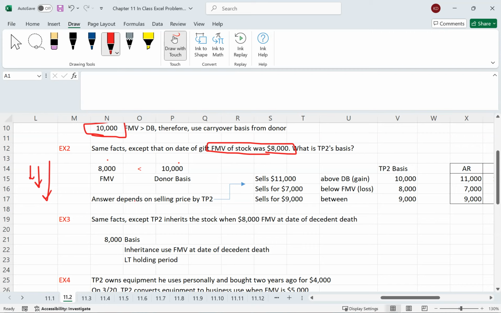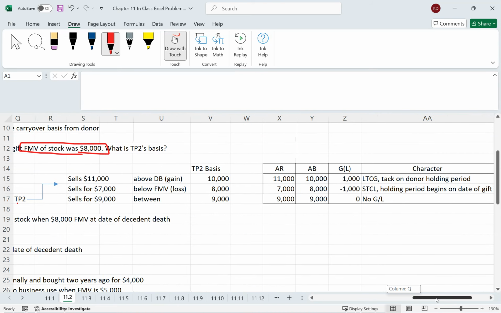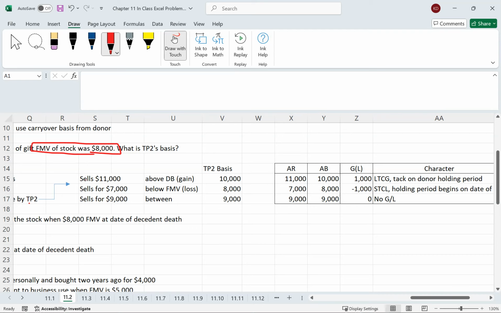Then what we have to do is wait until you sell that property to determine your basis. So if you sell it, for example, at $11,000, then we're going to use grandma's basis. It was above her basis. So the 10 here becomes the 10 here. So it'll be a gain, $1,000 gain.